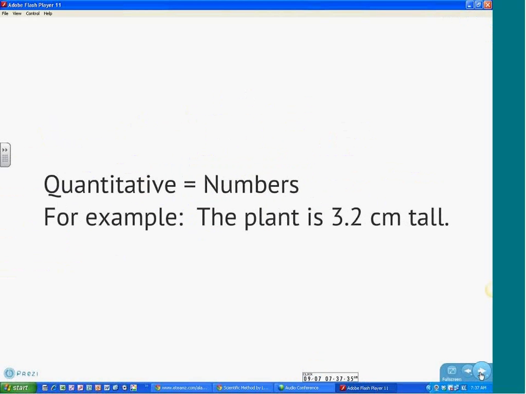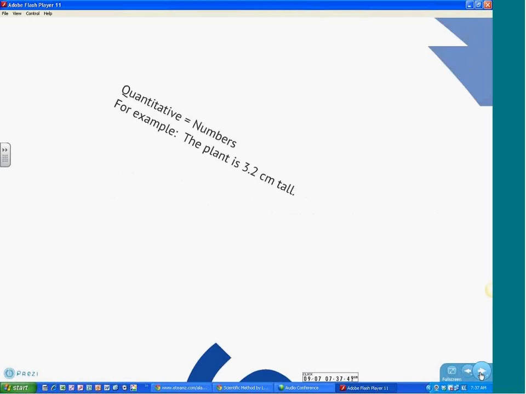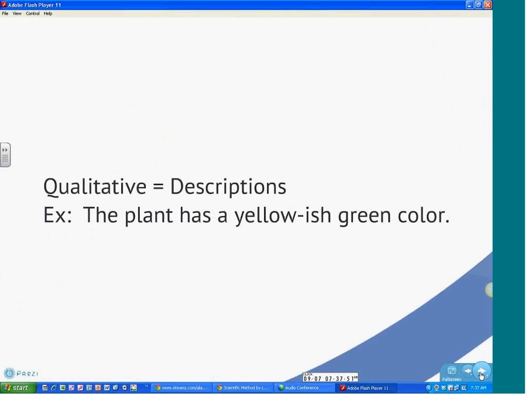There's two different types of observations. The first is quantitative, and that means these are exact things that no matter who observed it, they would all get the same observation. So, for example, how tall is a plant? That's not going to change whether I look at it or Mr. Radford looks at it. The next are qualitative, and these are more descriptive.